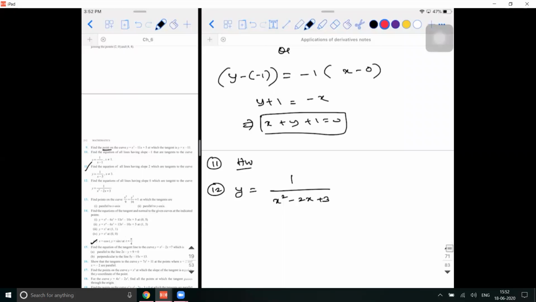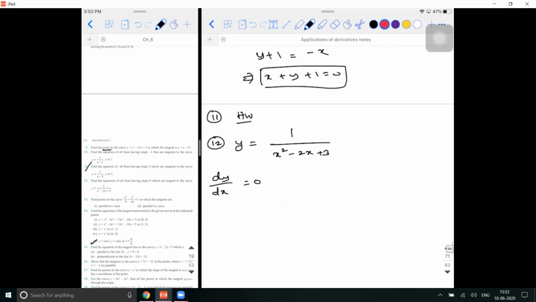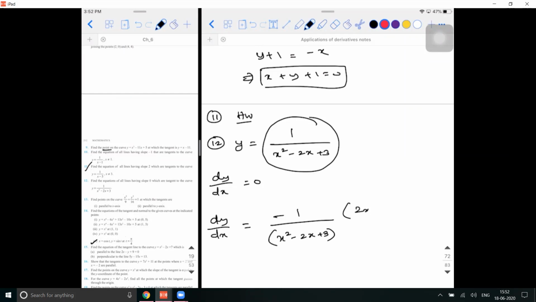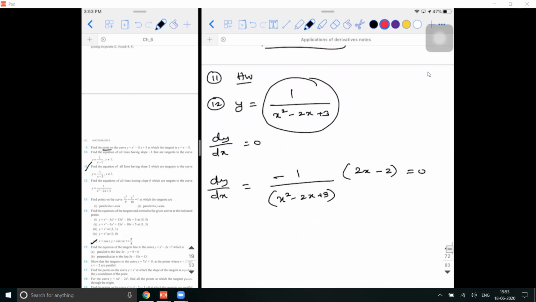So what is dy by dx? 0. So dy by dx is equal to, if you differentiate this, you get minus 1 divided by x square minus 2x plus 3 into, you will have 2x minus 2. I applied chain rule. So minus 1 by x square minus 2x plus 3 into 2x minus 2. So I will equate this to 0. So I will get the answer as 2x minus 2 is equal to 0. So I will get x is equal to 1.